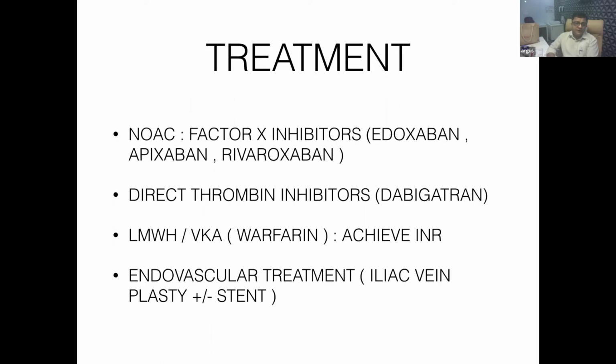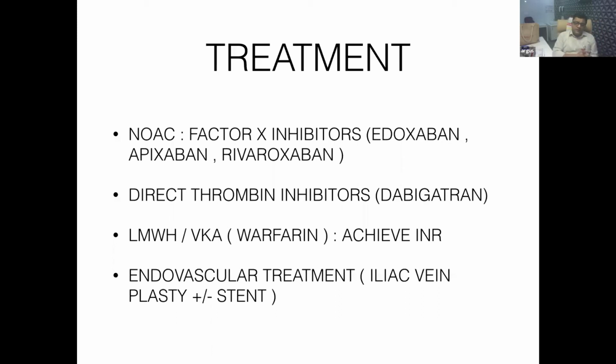How do we treat a case of recurrent DVT? The anticoagulation is the foremost important thing. We have a lot of drugs available with us. Vitamin K antagonist, factor 10 inhibitors, edoxaban, apixaban, and rivaroxaban. Then direct thrombin inhibitor in the form of dabigatran. And whenever we are giving vitamin K antagonist, warfarin or acenocoumarol, we should overlap with low molecular weight heparin or conventional heparin. Once we achieve the INR of 2 to 2.5, then we can think that anticoagulation has been properly achieved. And then endovascular treatment in cases of chronic DVT has a very important role to play.